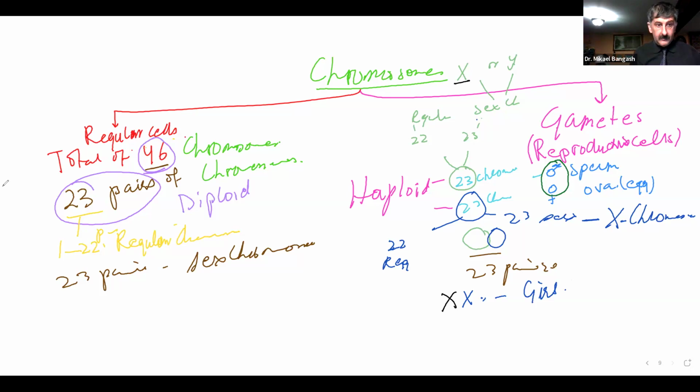Whereas on the other hand, if the sperm that fertilized the egg carried the sex chromosome Y, the combination is going to be XY. And then the offspring is going to be a boy.